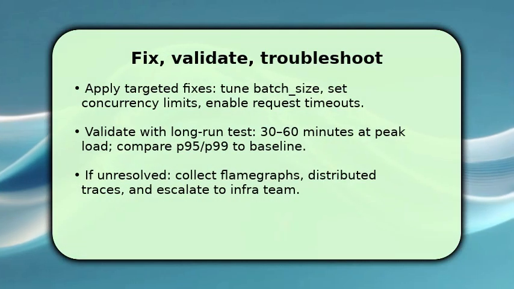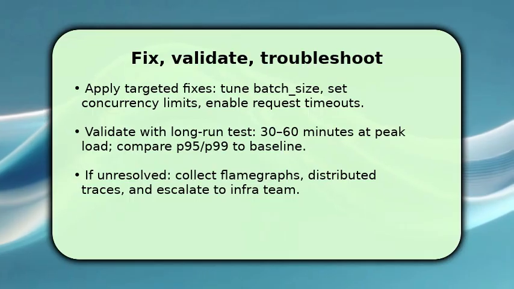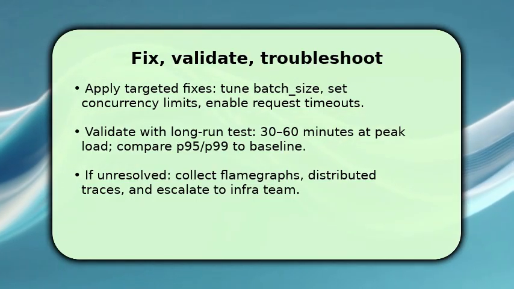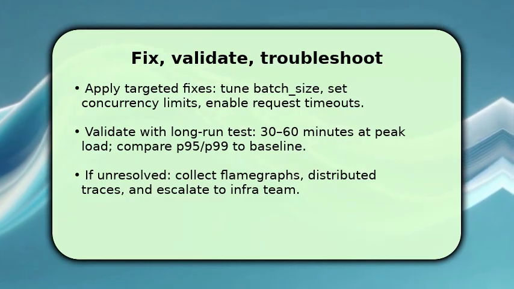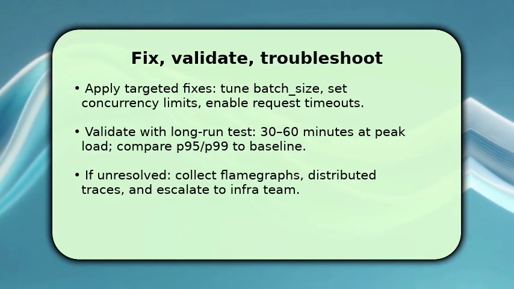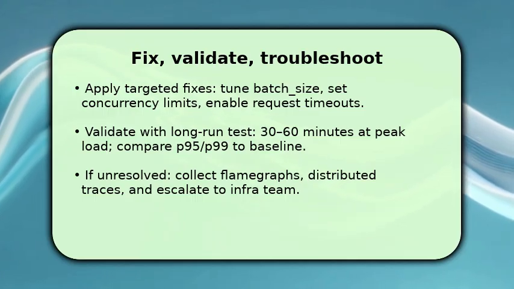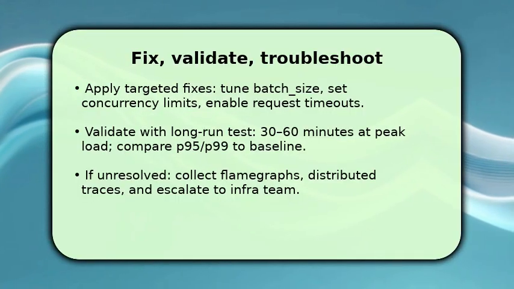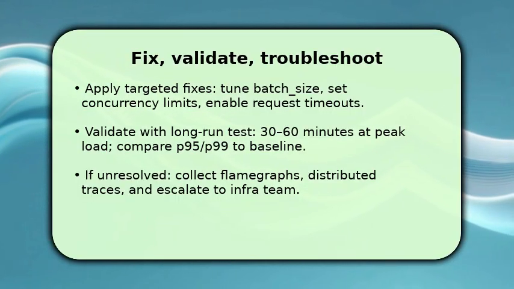Apply the targeted fixes you identified. Reduce or dynamically tune batch size, cap concurrency, enable sensible request timeouts, and prioritize CPU/GPU affinity to prevent context thrashing. Once applied, validate by running a 30-60-minute peak load test and compare P95 and P99 latency to your baseline.